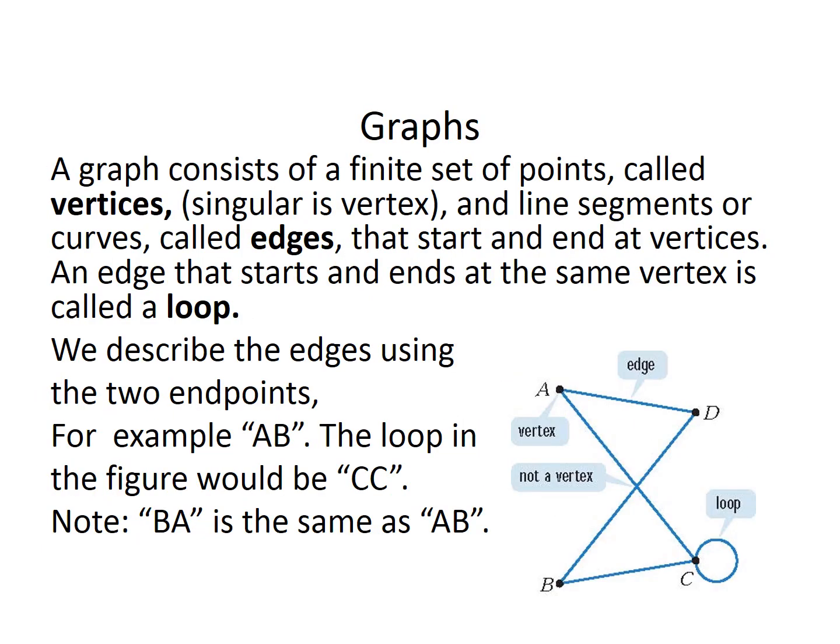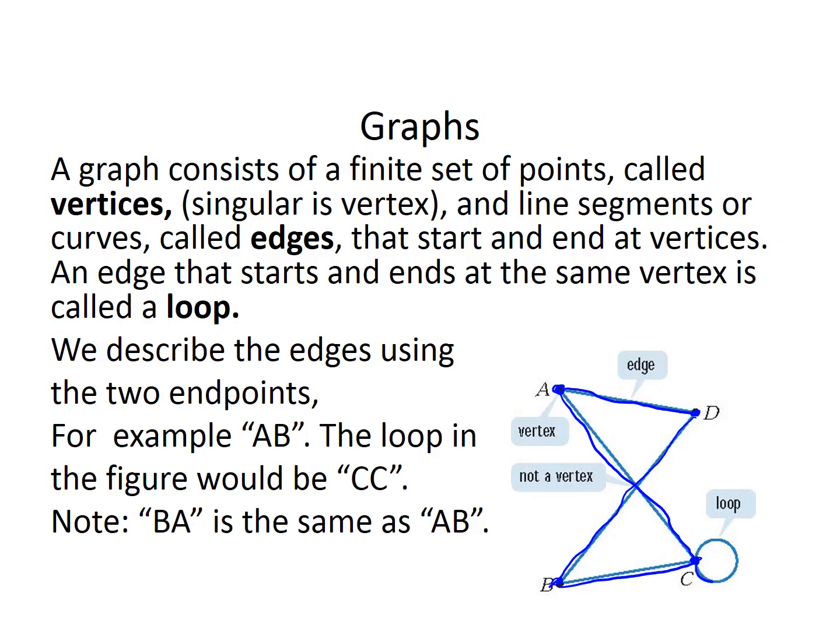A graph consists of a finite set of points called vertices, or singular, vertex, and line segments or curves called edges that start and end at vertices. So you can see in this graph there are 4 vertices, A, B, C, D. But this AD, that's an edge. So you can see that there are also more than 4 edges: AD, BD or DB, it doesn't matter how you say it, AC or CA, and BC here.